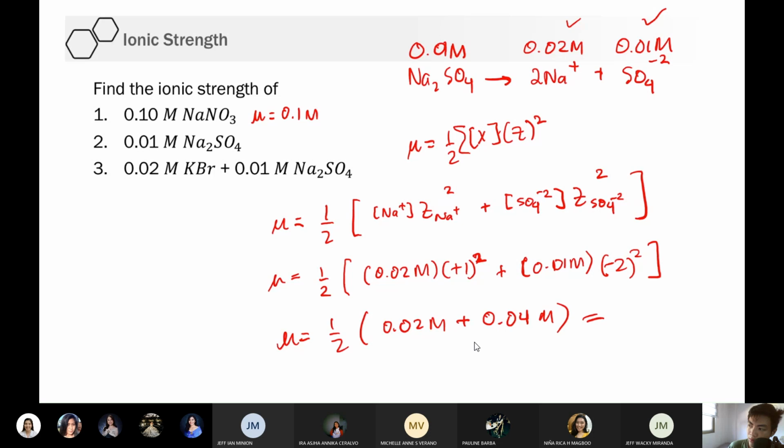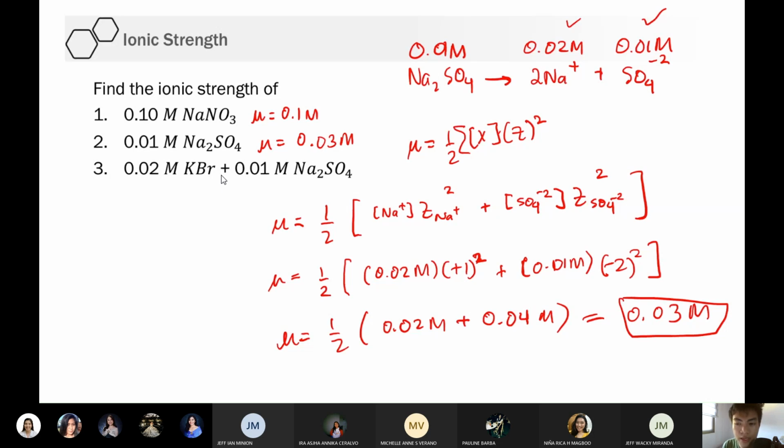So if we multiply the sum of this by 1/2, we will get 0.03 molar. This is the ionic strength of our solution. The sum is 0.06, but you have to multiply it by 1/2, so you have to divide the number by 2. You will get 0.03 as your ionic strength. Okay, let's try number 3.